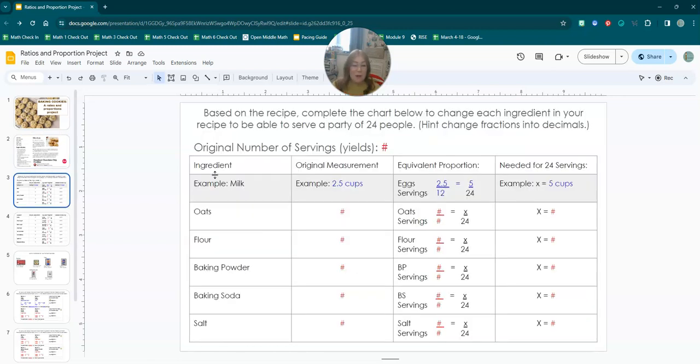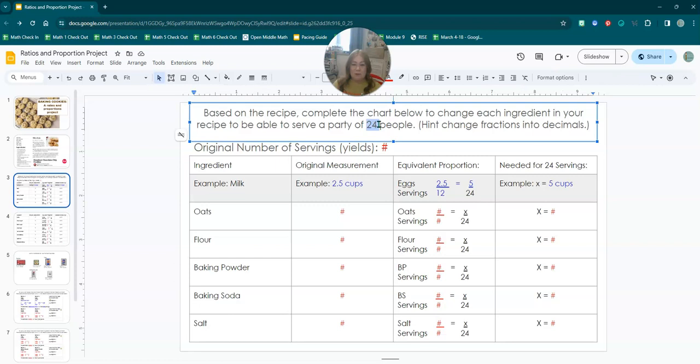So what you are going to do is first you are going to be calculating how many you need. So we want to serve 24 people, so they each get one cookie. And so we need to think of how many we need and then what's going to happen to that. So here you can kind of see an example of how we would fill this out.